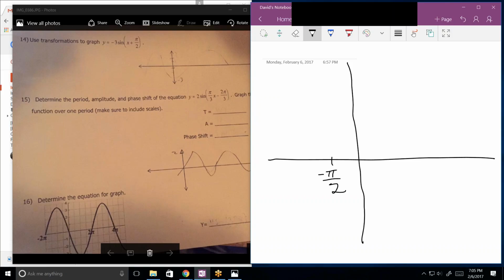Well, for 14, because b is 1, we don't have to worry about it. In other words, because b is 1, that's the phase shift. And because b is 1, we know that 2 pi is the period. So if this is my beginning point, where is my ending point? It's going to be 2 pi and negative 2 pi. Well, hold on. Add 2 pi to minus pi over 2. What do you get?